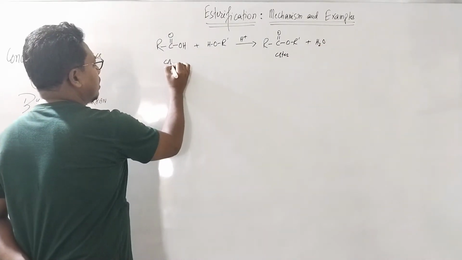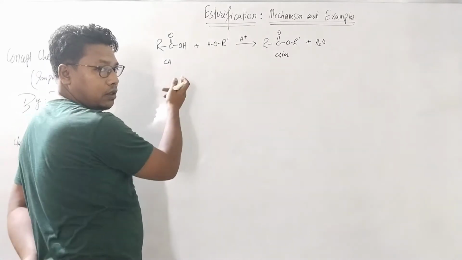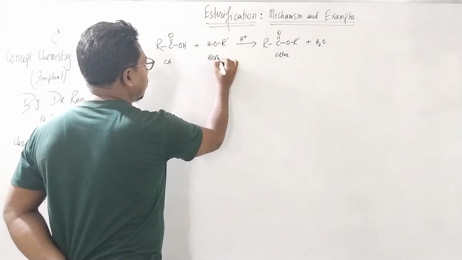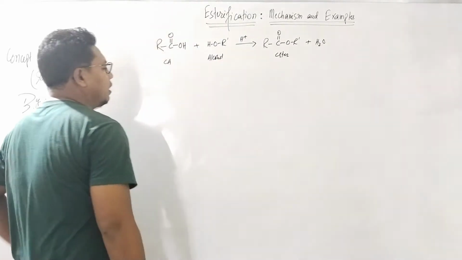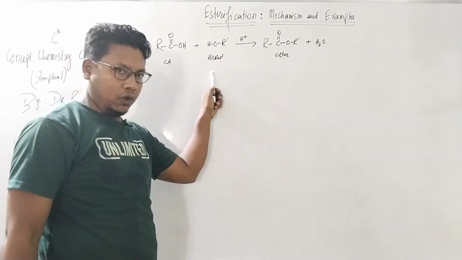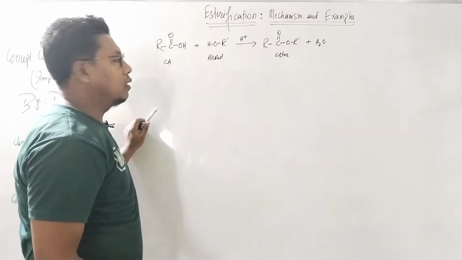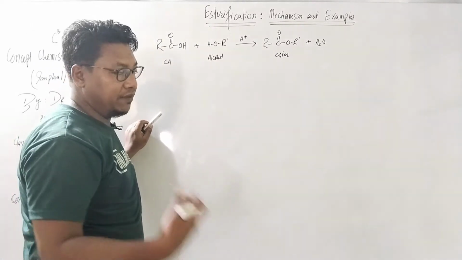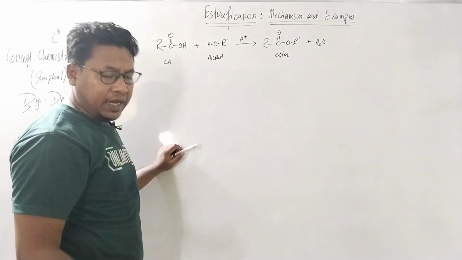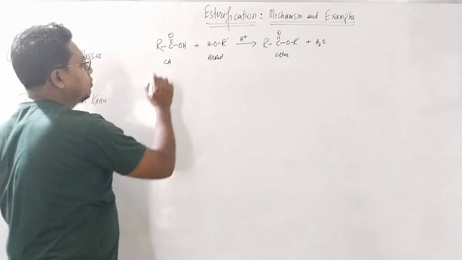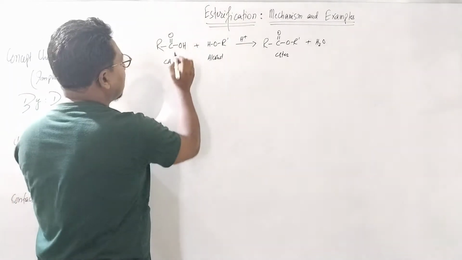This is our carboxylic acid. Let me write carboxylic acid by CA, and this is our alcohol. Actually, this alcohol can be a phenol. This carboxylic acid can also be its derivatives, like acyl halide, ester, or anhydride. Okay, so the reaction goes like this.